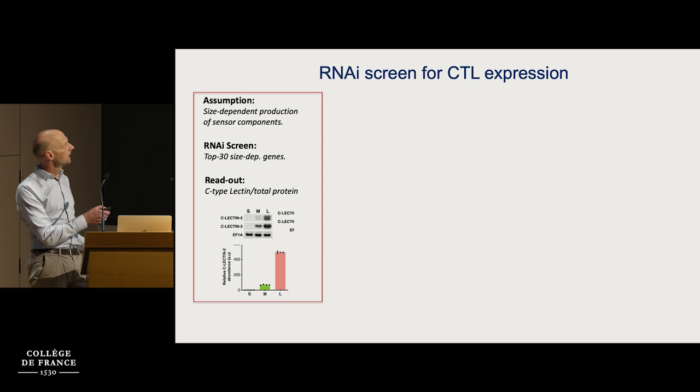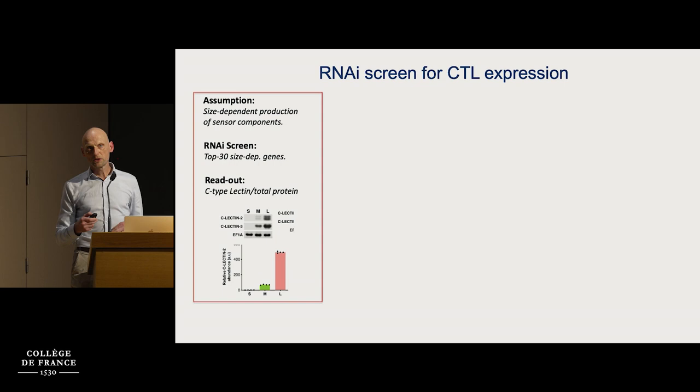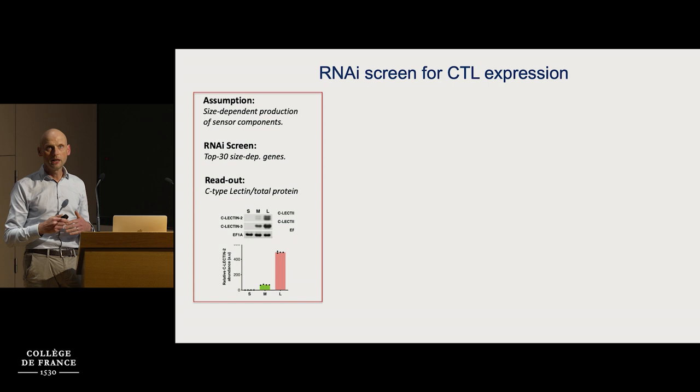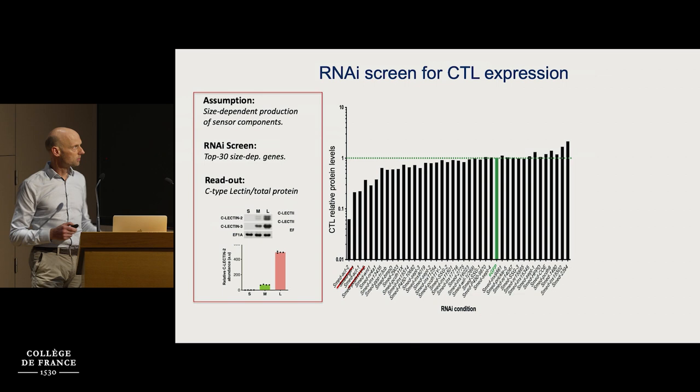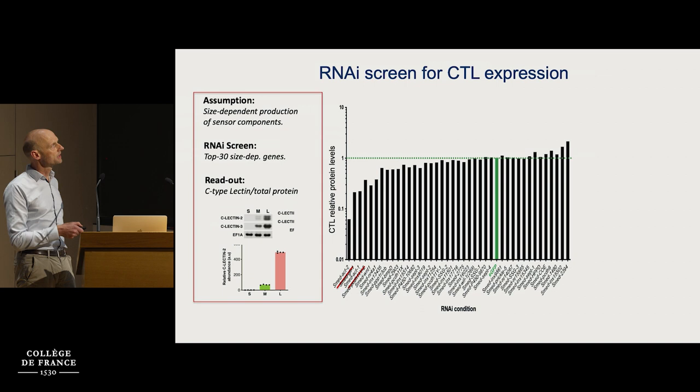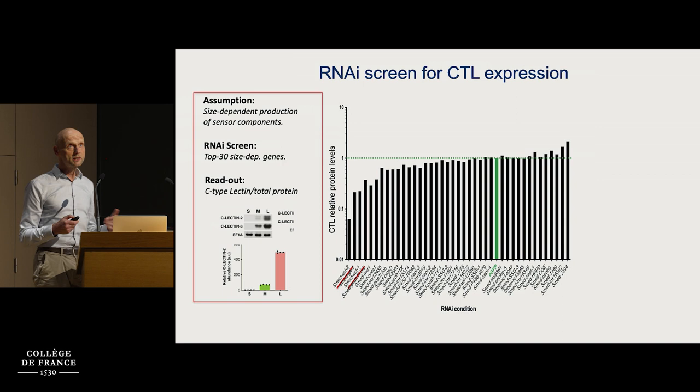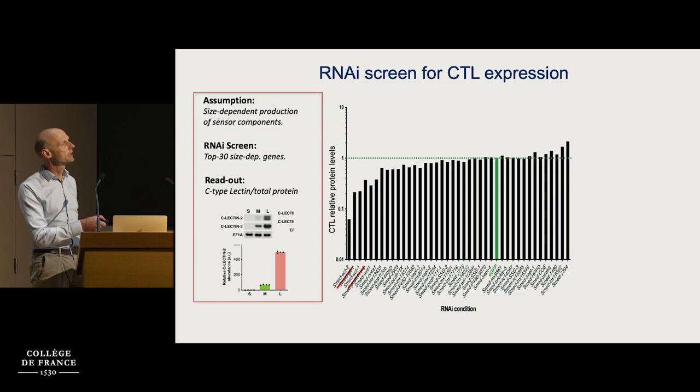And then we can combine this with an RNAi screen, where we simply knock down signaling pathway components and also the most size-dependent genes to ask whether we can uncouple the levels of this reporter protein from the size of the animal. And long story short, the answer to this was yes. We did find quite a number of components of the activin signaling pathway that, when we knocked them down, dramatically reduced the levels of this protein, meaning the protein was now expressed at a level equivalent to much smaller animals than what we actually screened.